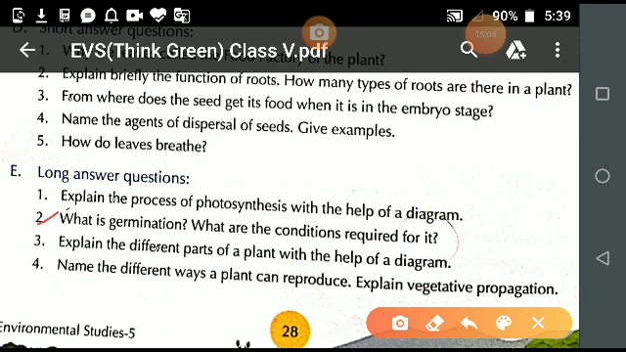Now we discuss the next question. Question number 3: Explain the different parts of a plant with the help of a diagram. Okay, students.